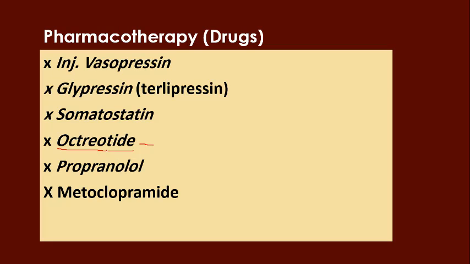The side effect of octreotide is that it causes mild hyperglycemia and abdominal cramping. Propranolol decreases the portal pressure, which is used at a later period as a prophylaxis to prevent bleeding. Nadolol is also used, which has a longer half-life.